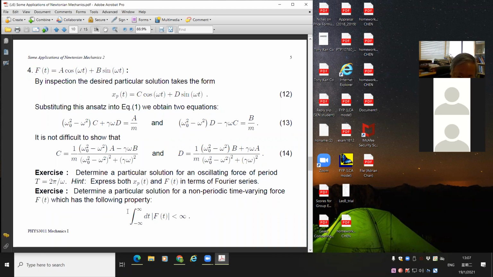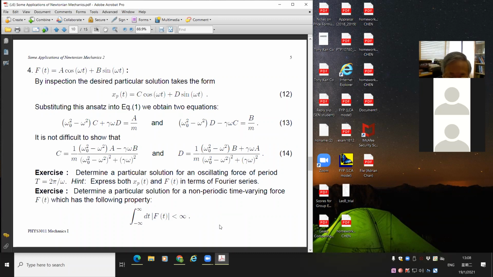Another exercise: if we have a non-periodic time-varying force which has this particular property, it is integrable, then what can we do? If you have studied the Fourier transform, then obviously you apply the Fourier transform for your particular solution. All right.